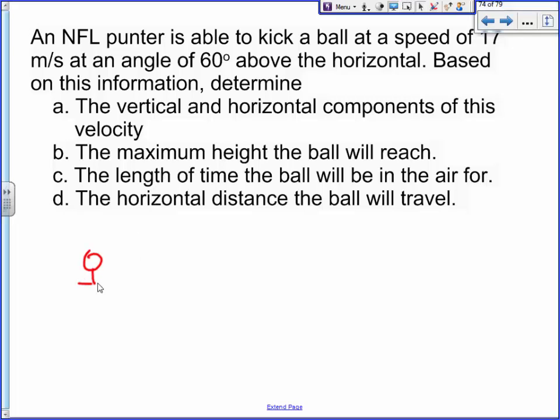Here's the punter. He's going to kick the ball with his foot. There's the ball off of his foot. And it's going to go like this, right? It's forward.